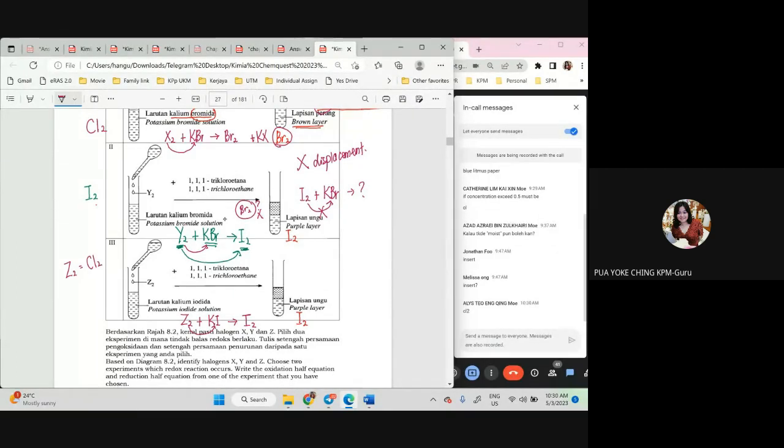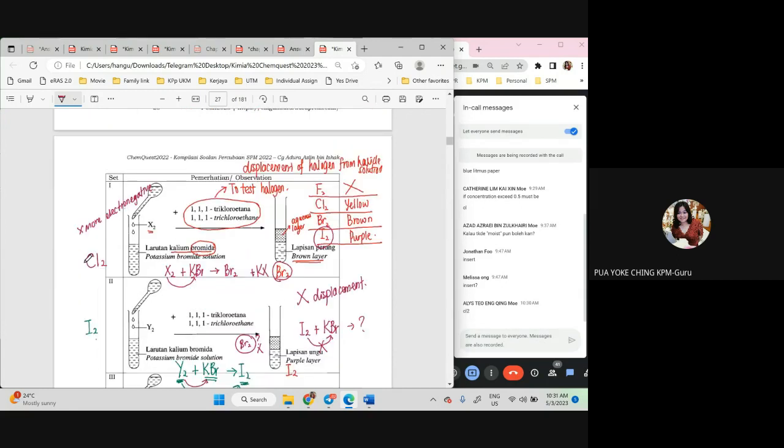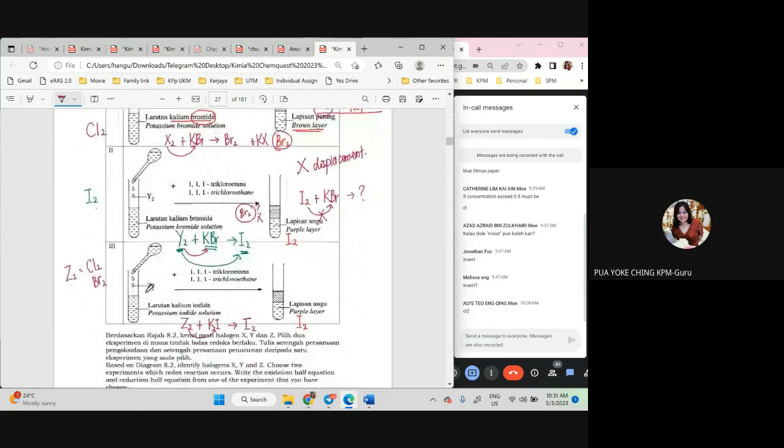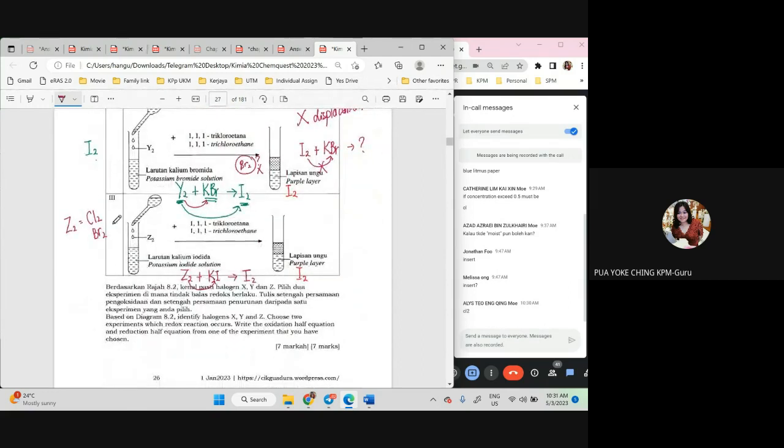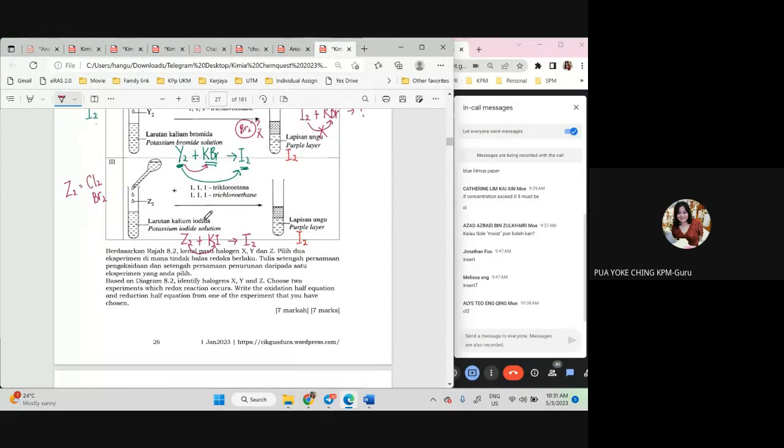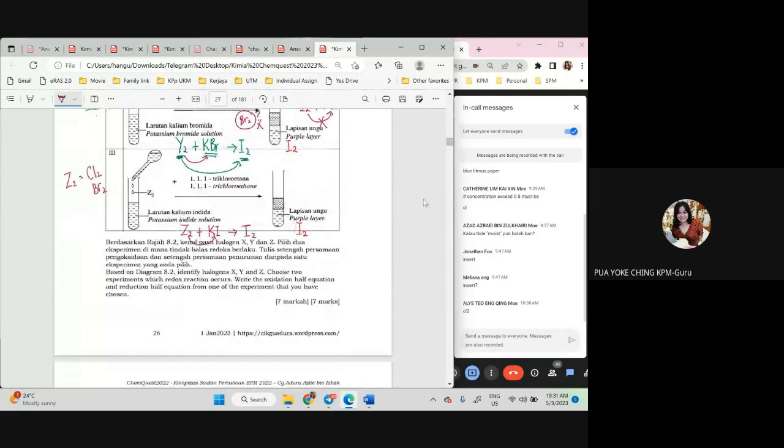It can be Cl2. It can also be R2. Okay? Tak ada masalah walaupun atasnya ada X, which is already Cl2. Okay? Sebab dia tak kata mereka adalah benda yang lain. So, Z2 can be Cl2, can be Br2, tak ada masalah. So, it asks you to identify halogen X, Y, Z.